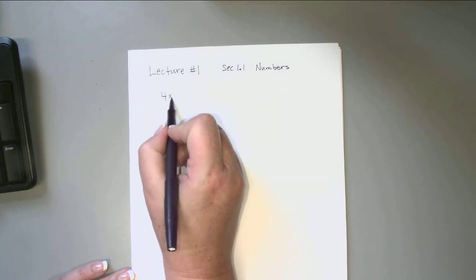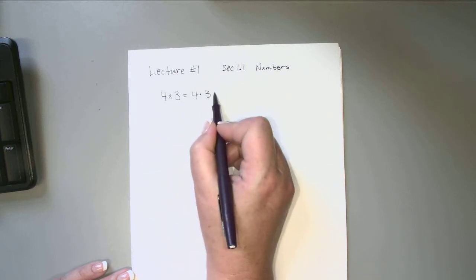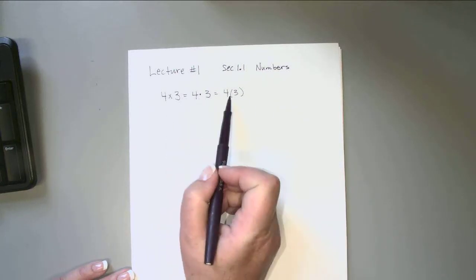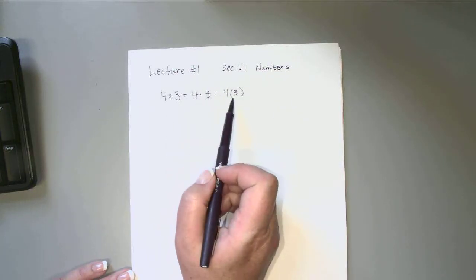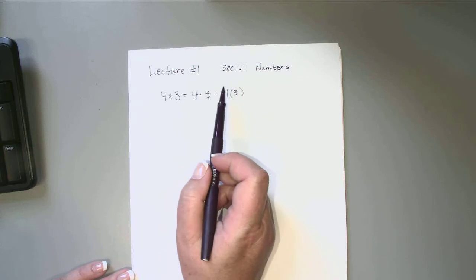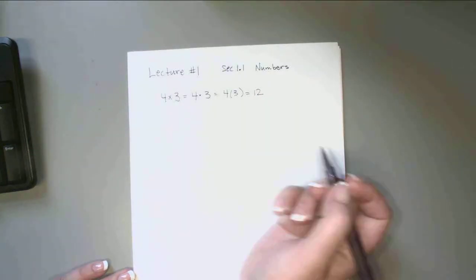So the first thing we're going to talk about is notation. So we can write 4 times 3 in any of these ways. Usually the dot and just having a bracket and not even having any kind of multiplication symbol is reserved for using it with algebra. But we're going to introduce it here. These are all equal, and they're equal to 12.